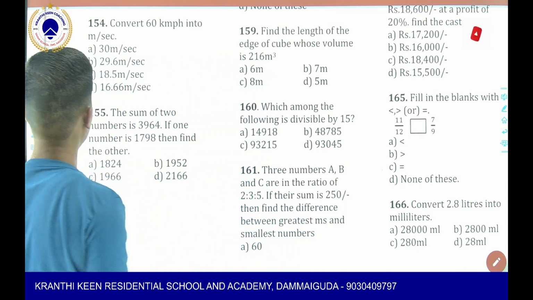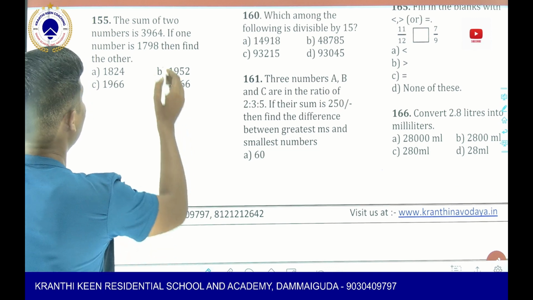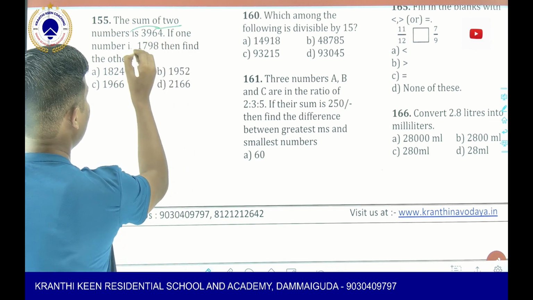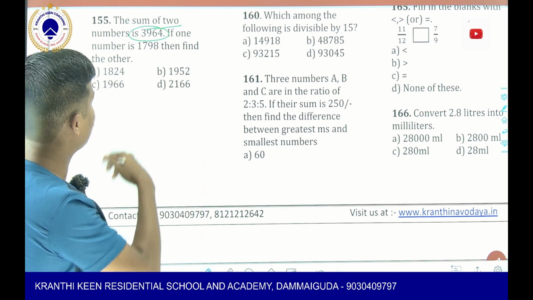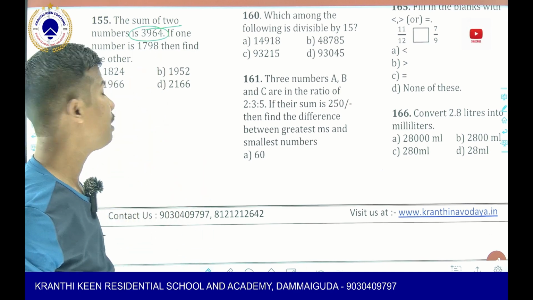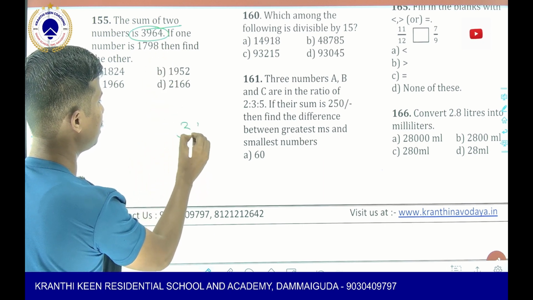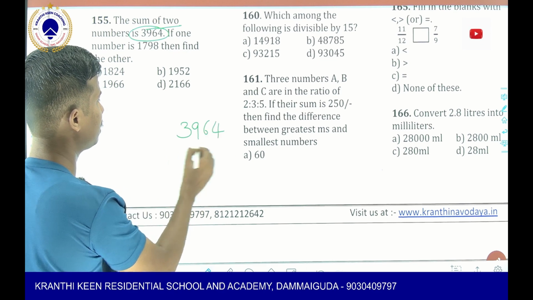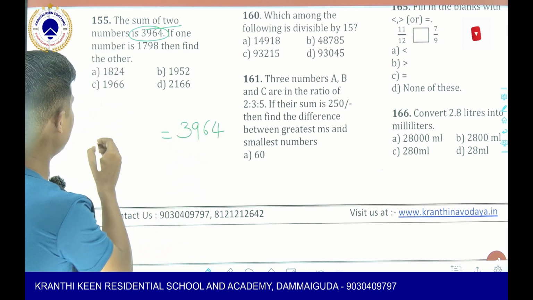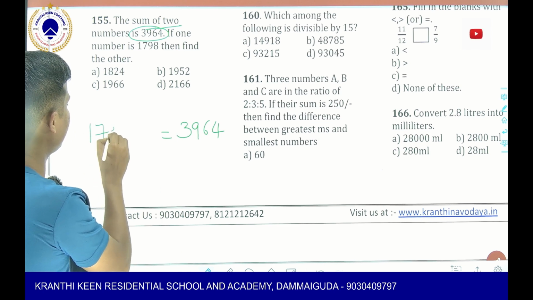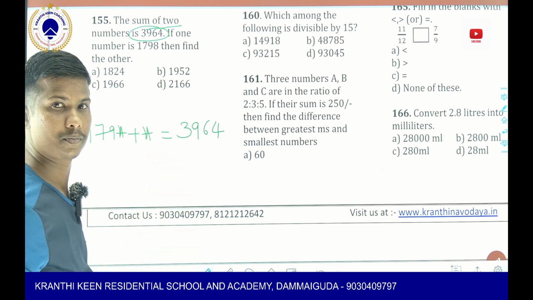Question number 155: the sum of two numbers is 3964. That means they have added two numbers. What result have we got? 3964 is the result we have got. Now you see, one of the numbers is 1798. One number is given, 1798. The other number we don't know, let it be x.